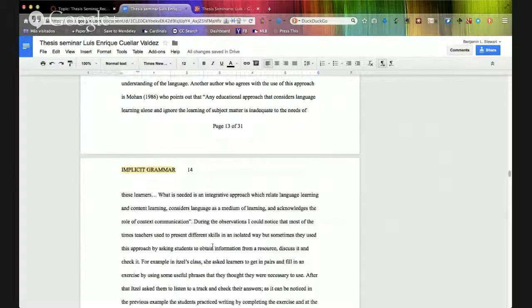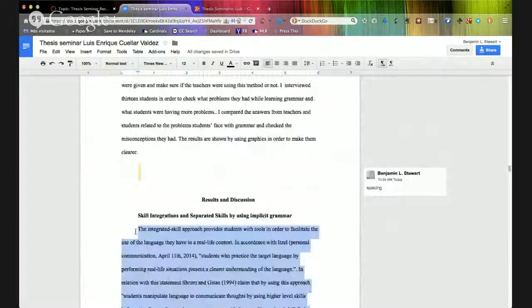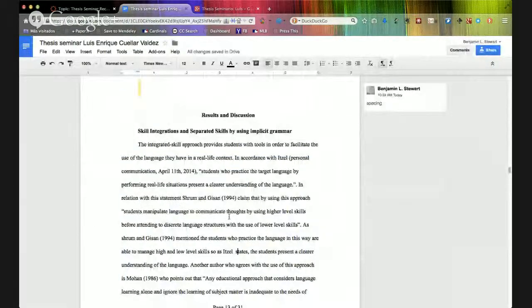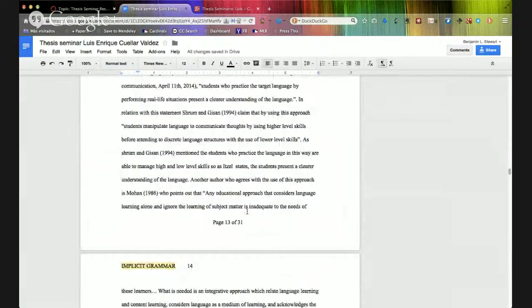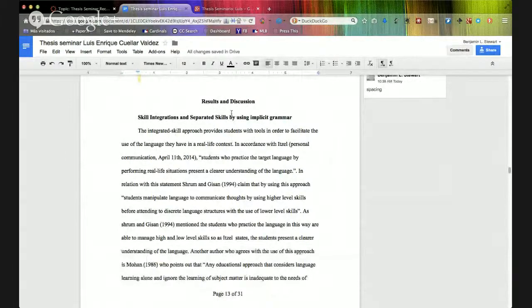Yeah, too much information. This paragraph's too long. 400 words in this. Okay, so it looks like you're including evidence and analyzing this paragraph, correct? I think you kept back, like here, for example, you have skill, okay, in accordance with the students who practice the target language for real life situations present clear understandings of the language.